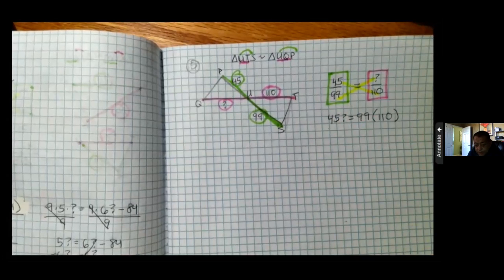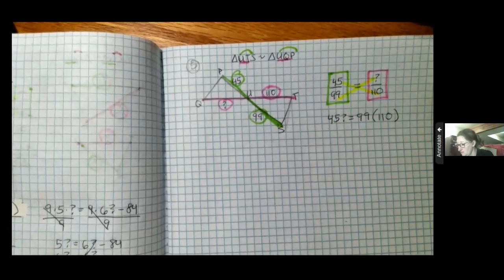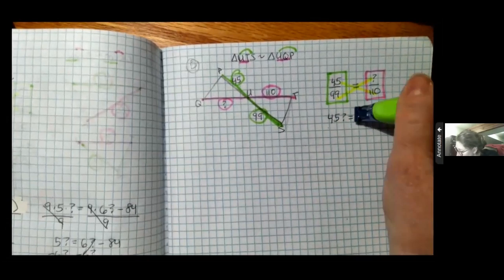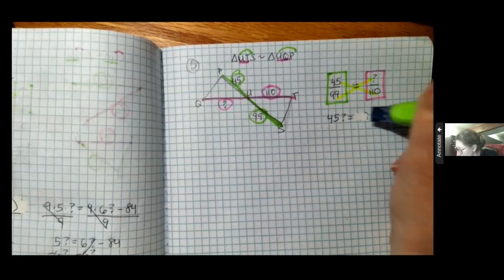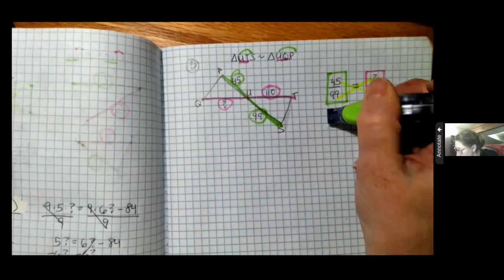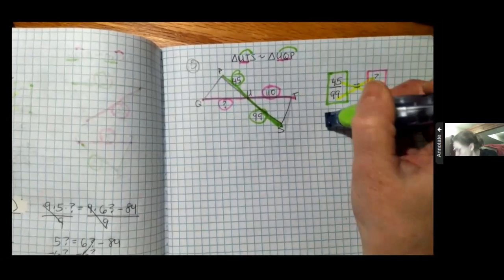It should mean 40. Yes. It should mean 45 times 110. You have to multiply. Thank you. See, if I don't watch my dyslexia, that's what happens.